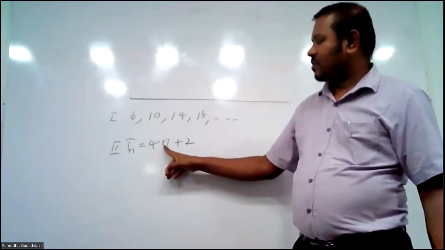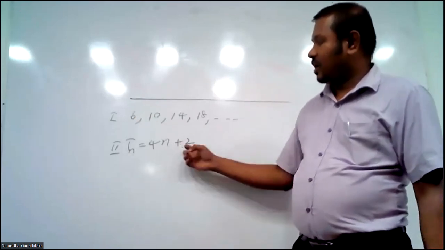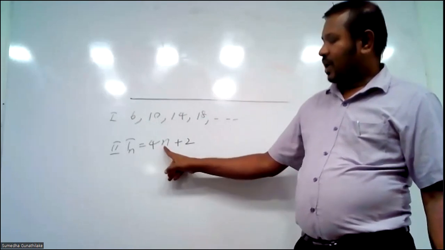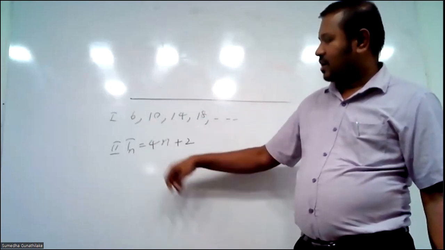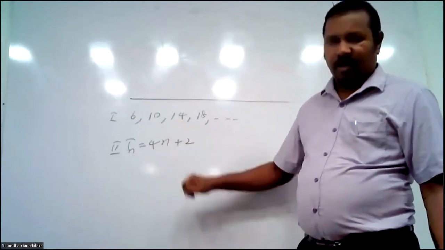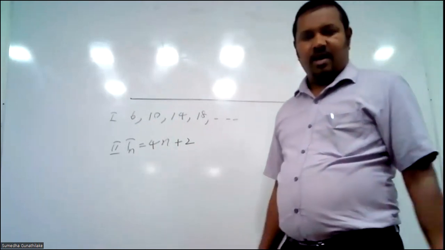When n equals 1, 4 times 1, 4. And add 2 to it. 4 plus 2, 6. Then check whether it is okay for the other terms also. When n equals 2, 4 times 2, 8. 8 plus 2, 10. N equals 3, third term. 4 times 3, 12 plus 2, 14. Okay, no? I think this is a general term. Right?